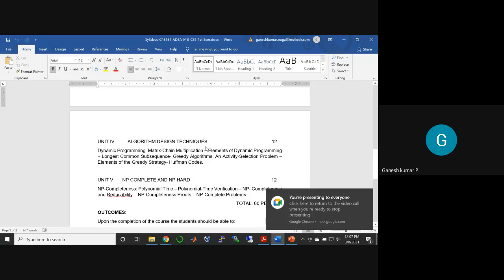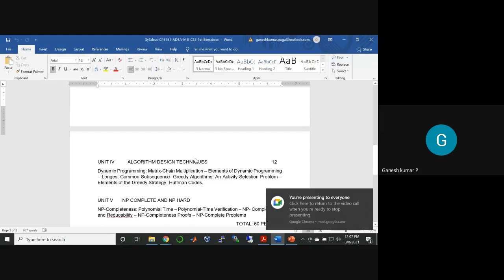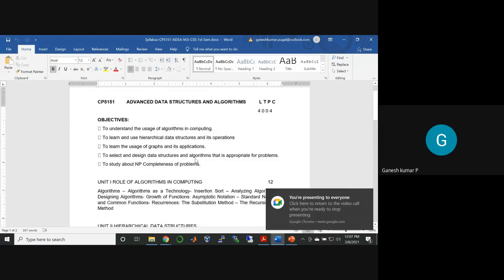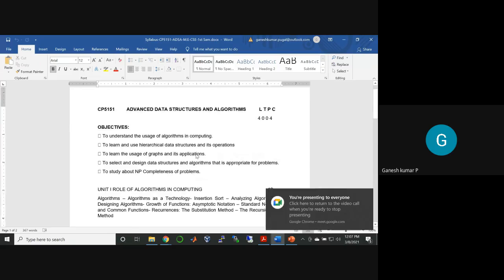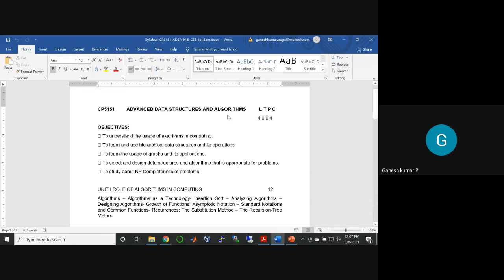So we came to the fourth unit. The title of the fourth unit is Algorithm Design Technique. As I told you earlier, before the start of the class, the subject is data structures and algorithms. Data structures is a separate subject, and algorithm design and analysis is a different subject.